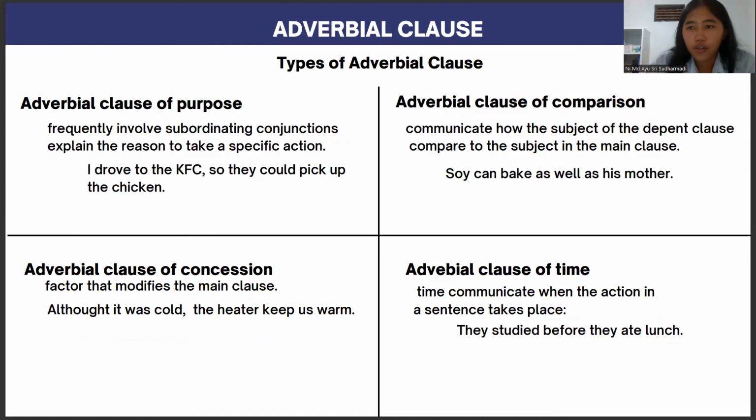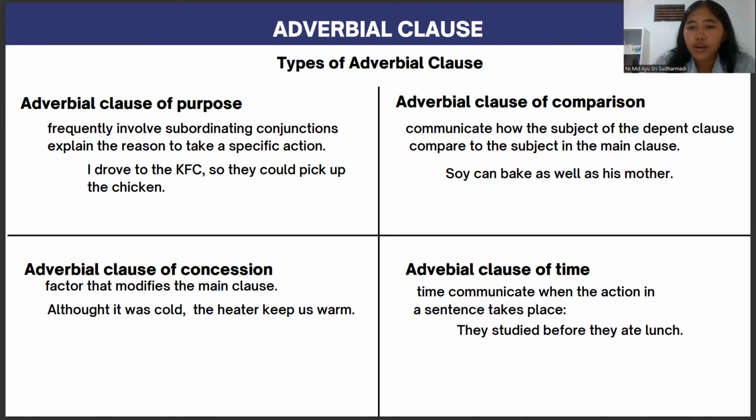Next, clause of purpose. Frequently involving a subordinating conjunction, it explains the reason to take a specific action. For example, I drove to the KFC so they could pick up the chicken. The next, adverbial clause of concession. This is a factor that modifies the main clause. For example, although it was cold, the heater kept us warm.